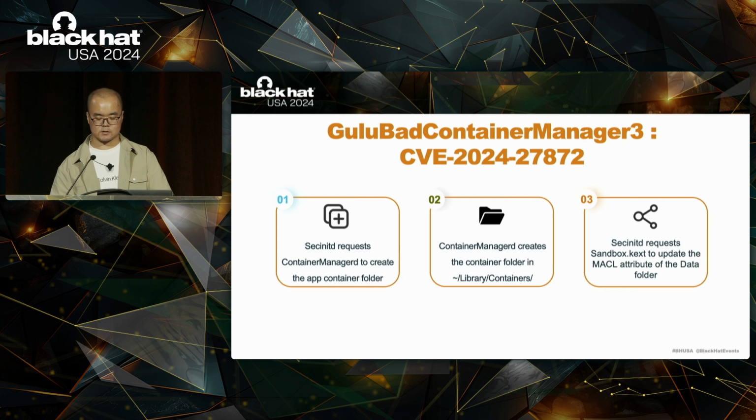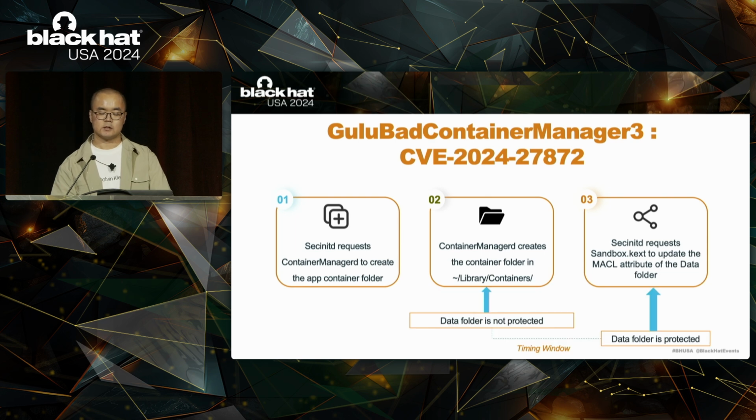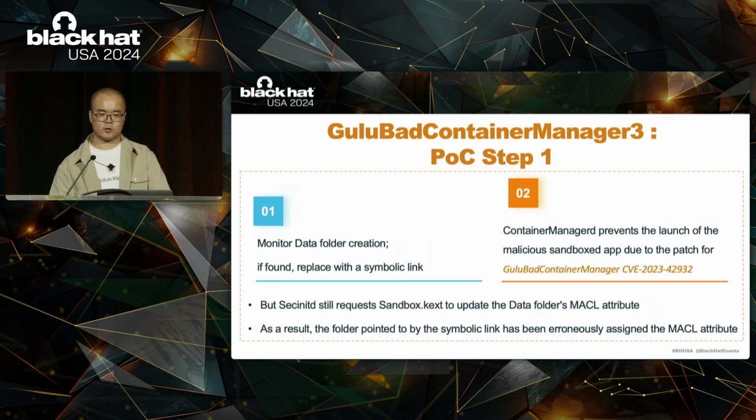Complicated often means bugs. First, seq-init daemon requests container manager daemon to create the app container folder. After this, it will request Sandbox kernel extension to update the macOS attribute of the data folder. And there is a timing window between the unprotected and protected status. We can exploit it. We can just monitor the data folder creation. If found, replace it with a symbolic link.